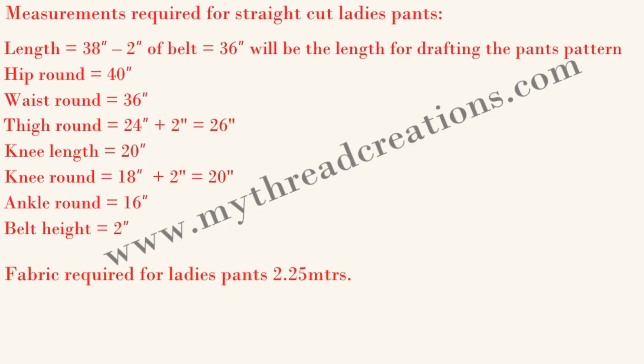And last is the ankle round. Ankle round I have taken 16 inches over here. These are all the standard measurements. You can add or subtract according to your measurements. And the last one is the belt height. Belt height is usually 2 inches, and that also you can do as 1 inch, but 2 inches is best. And the fabric required is 2.25 meters. So now let's see the drafting.